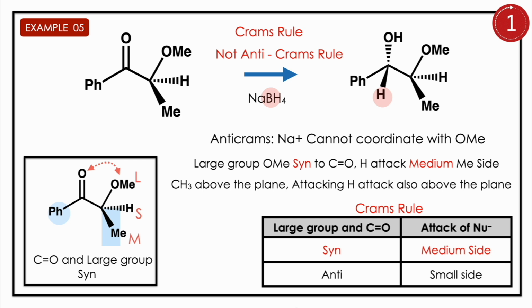So you should apply the Cram's rule table. First we will label the large, medium and small groups. Here the large group is O-methyl, the small group is hydrogen, medium is methyl. Here the relationship between carbonyl and O-methyl is syn. So according to the table, syn means medium side attack. Here the medium group is methyl. So hydrogen attacks from the methyl side. Methyl above the plane, hydrogen also above the plane. So OH comes below, hydrogen above. You have the final product. The concept outlined here is that sodium doesn't coordinate with the carbonyl as well as the Z group. So Cram's rule applies, not the anti-Cram's rule.